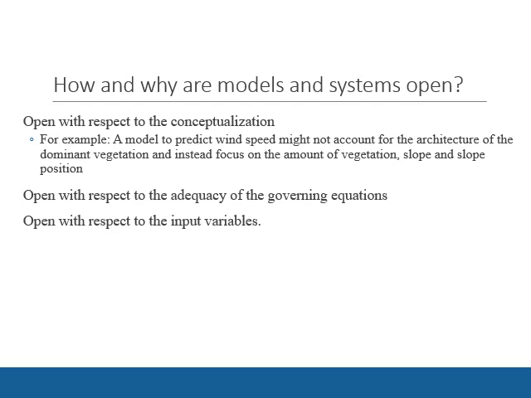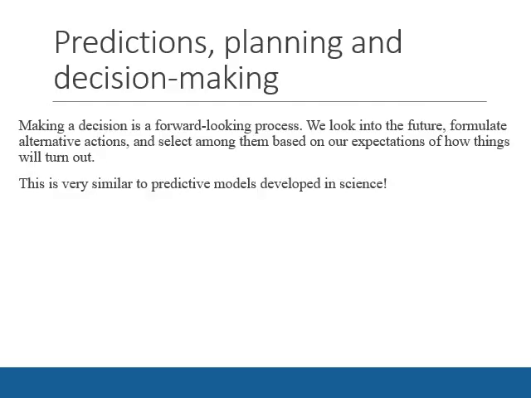The whole idea or concept of decision-making is to look into the future and predict what is going to occur, typically to either prevent it from happening or to be prepared for what will happen. In essence, making a decision is a forward-looking process. We look into the future, formulate alternative actions, and select among them based on our expectations of how things will turn out. It is with this idea that we can begin to see why the predictive capacity of science holds great appeal for policymakers and decision makers.